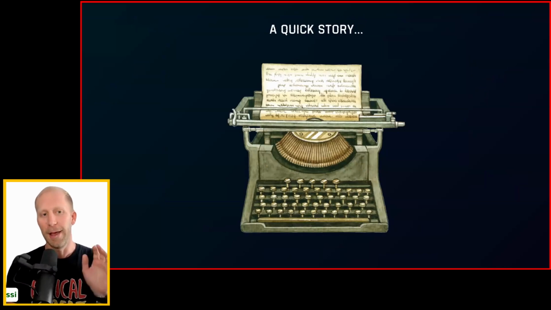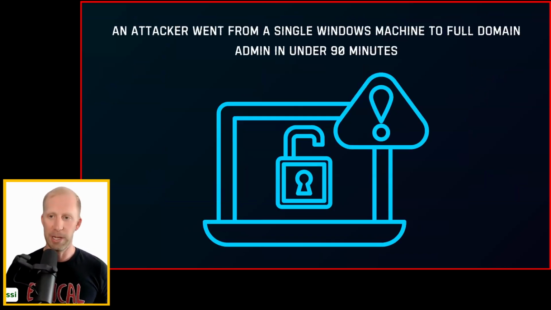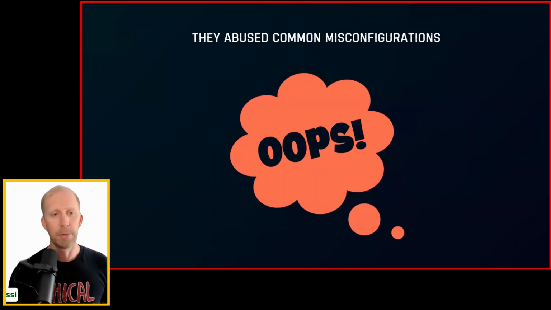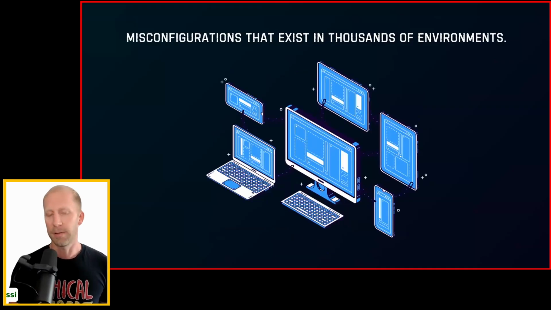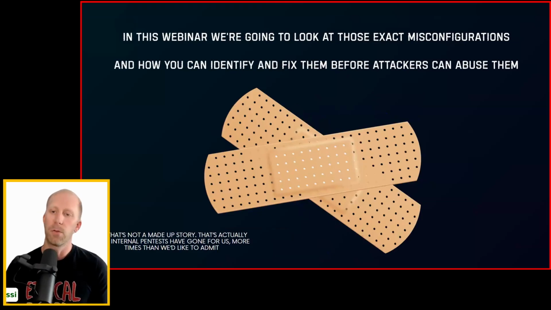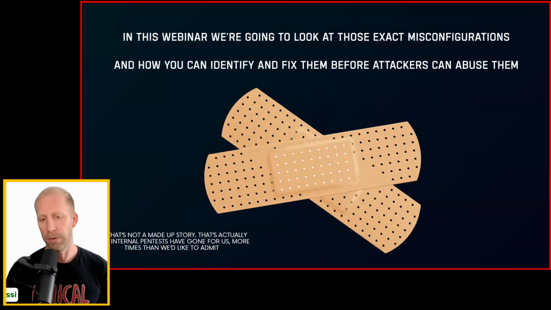So a quick story. An attacker went from a single Windows machine to full domain admin in under 90 minutes. They didn't use 0 days, malware, or nation state tools. They abused common misconfigurations that exist in thousands of environments. In this webinar, we're going to look at exactly those misconfigurations and how you can identify them and fix them before attackers can abuse them. And a little PS, this is not a made up story. That's actually how our internal pen tests go many of the times. And if you read the DFIR report and threat intel, you know that this is a common theme with attacks.